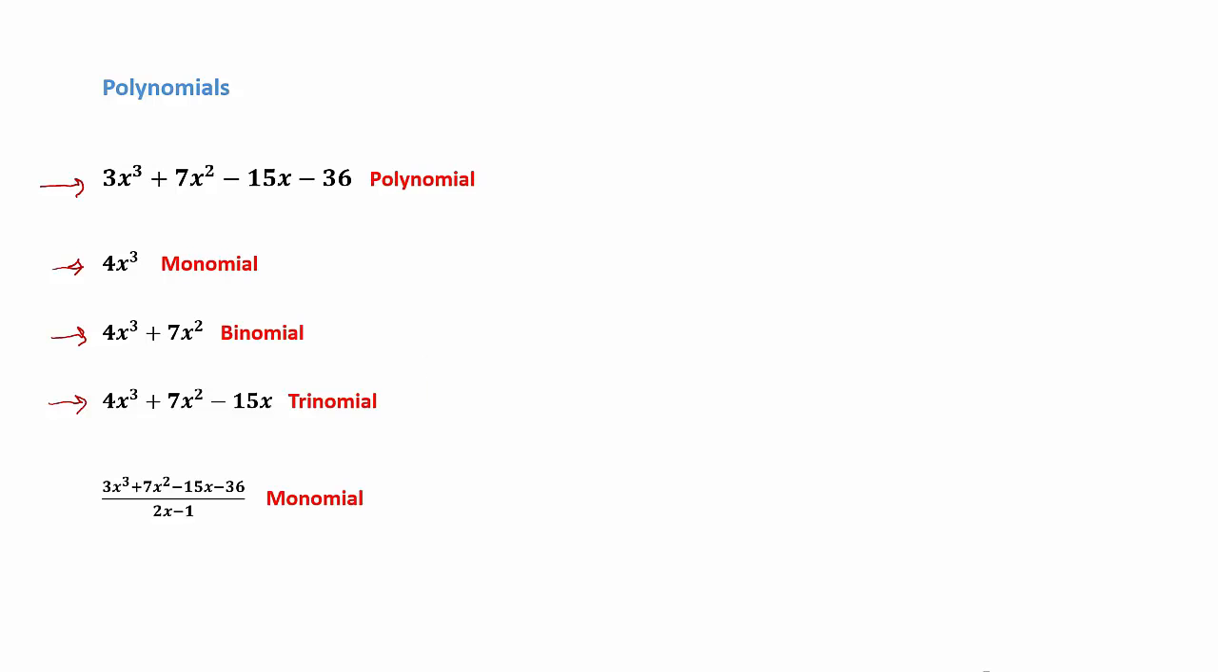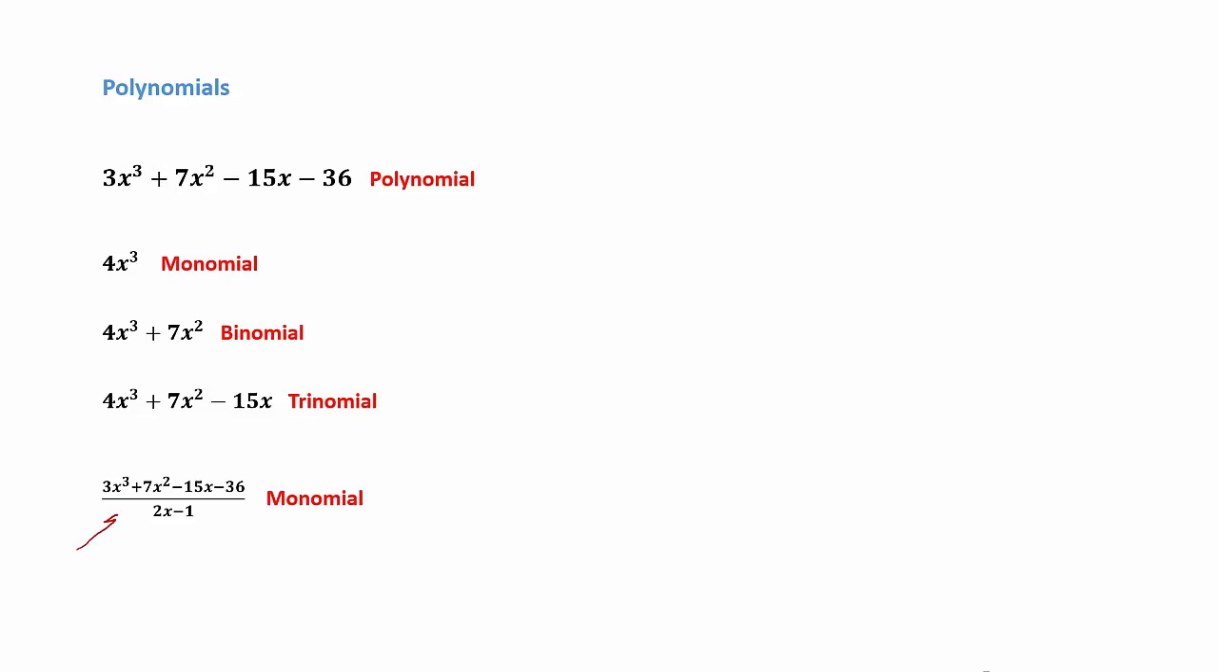Sometimes you'll hear binomials and trinomials being referred to as polynomials. That just means it's a polynomial in general, but if you want to be more specific, you'd call a 2-termed polynomial a binomial and a 3-termed polynomial a trinomial. And we want to be careful.